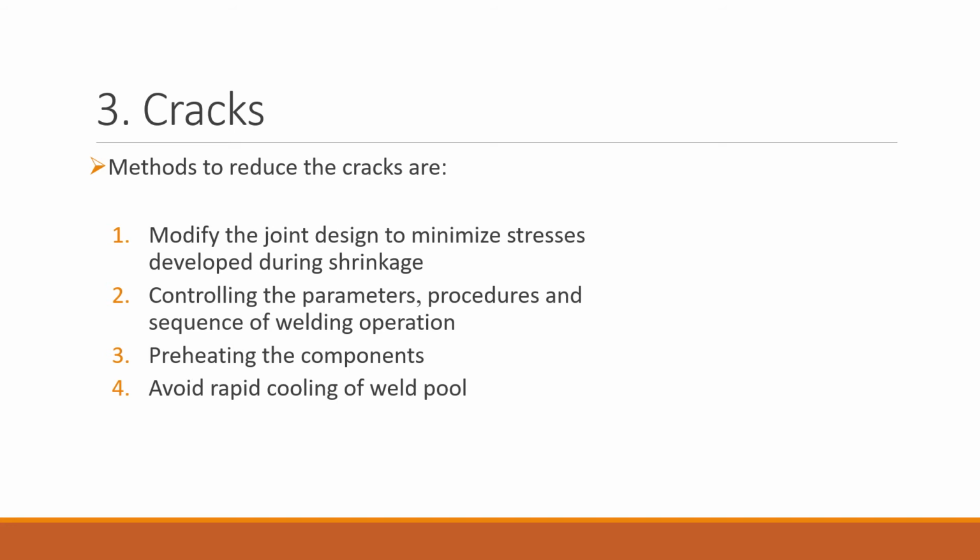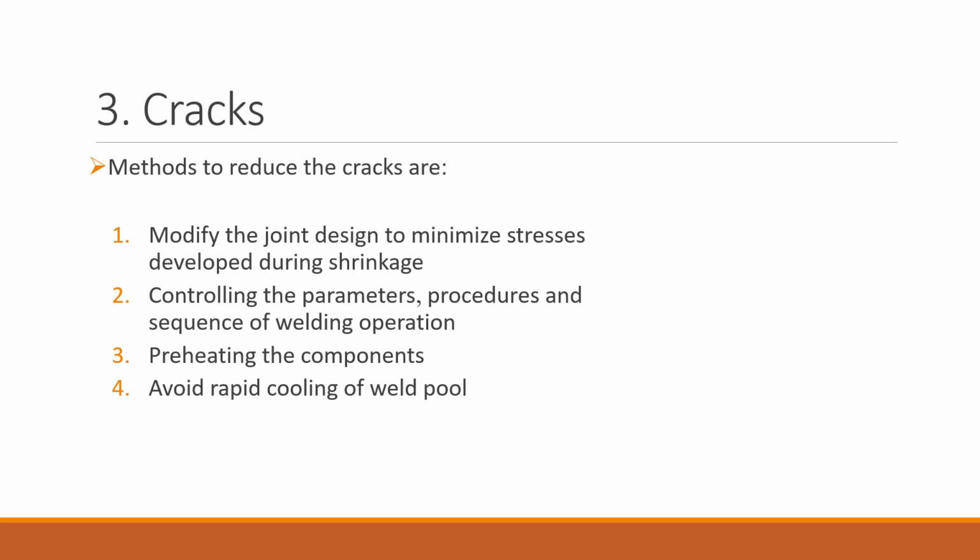Now the third one is to preheat the components so that we can control the cooling rates. Once the weld metal or the base metal is preheated before welding, there is less temperature difference between the molten metal and the base metal, and as a result the cooling rates can be controlled and less thermal stress is developed. So consequently the cracks developed will be less.